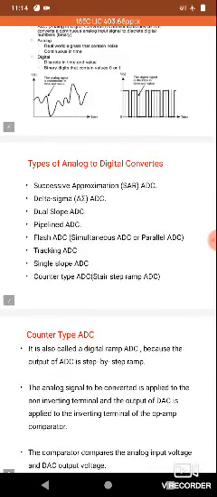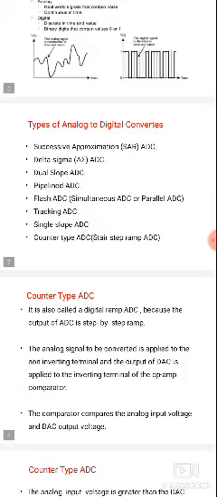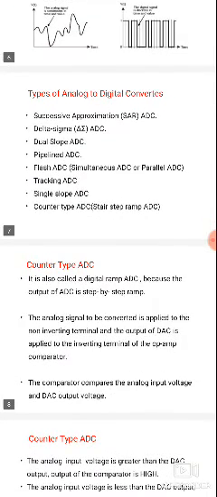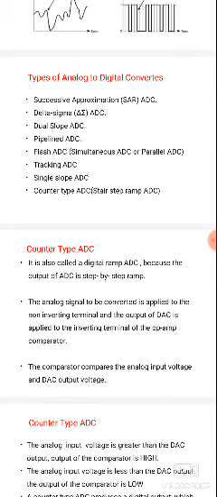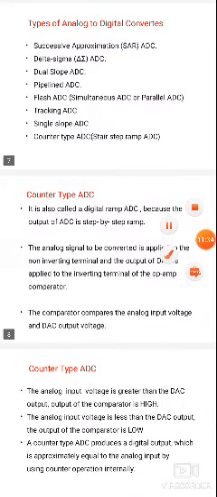So these are the various types of analog to digital converters: successive approximation, delta sigma, dual slope, pipelined, flash type. Next, flash type is also known as simultaneous or parallel type. Next, tracking type, single slope, and also dual slope. Both are used for analog to digital conversion. Next one is the counter type, also known as the staircase ramp analog to digital converter.